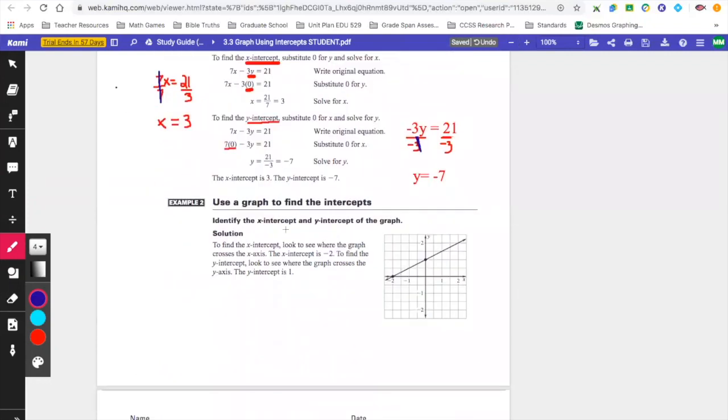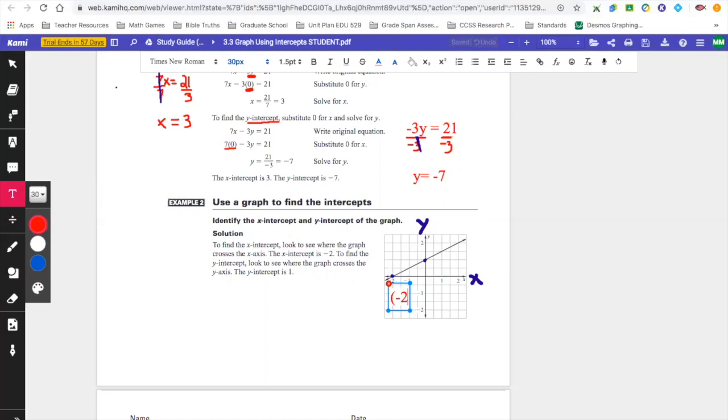Example 2, identify the x and y intercept of the graph. Well, what is the x and y intercept? We know that this is the x-axis and the vertical line is the y-axis. I see a point right here for an x-intercept, and I see the y-intercept is here. The line is intercepting the x-axis at -2. So this would be the point (-2, 0). There's the x-intercept. You can abbreviate it.